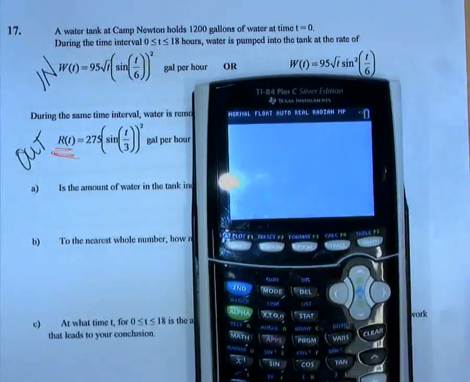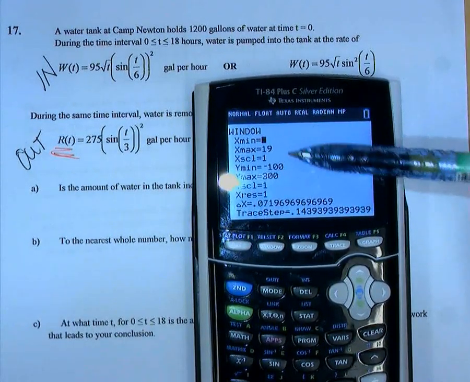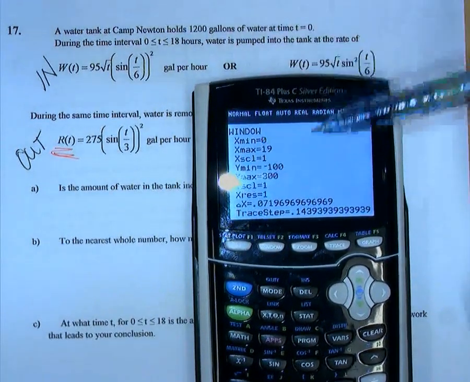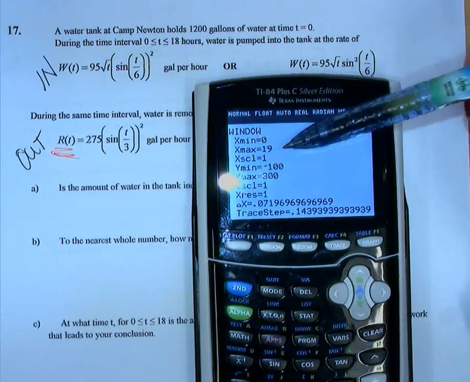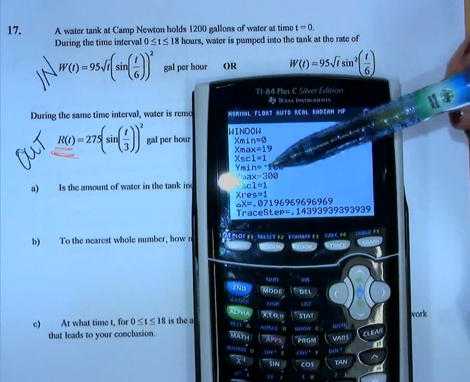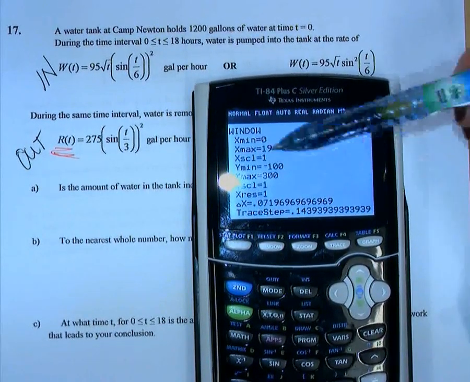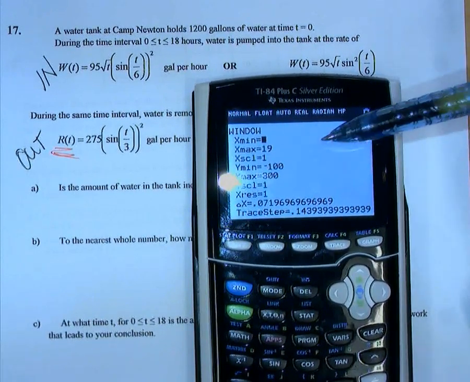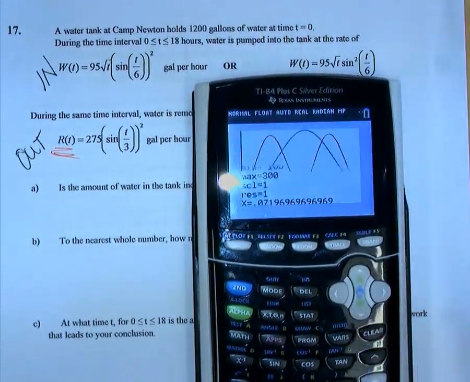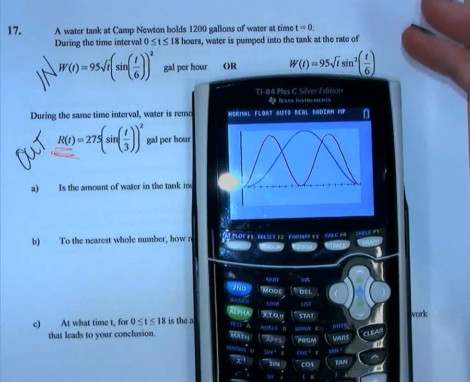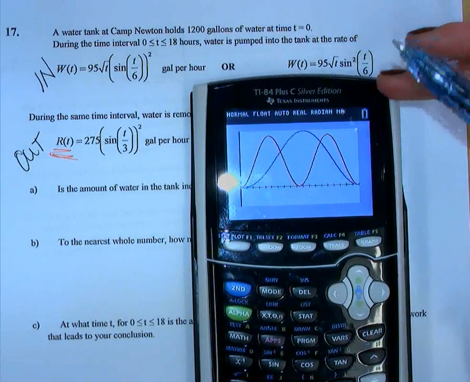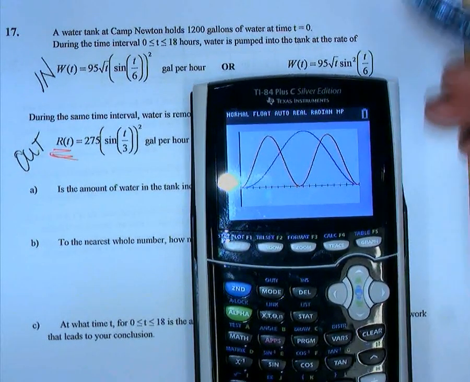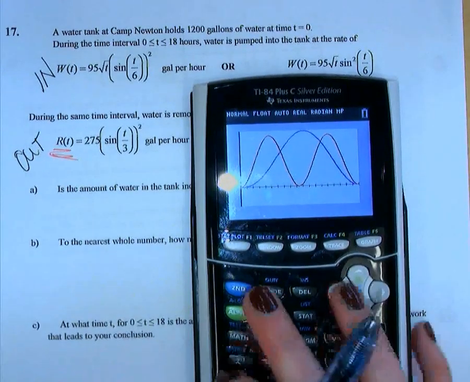The window on my calculator, this is the window I have. The domain they gave me is 0 to 18, so I went 0 to 19 just to give myself a little buffer on the end. And then for the y's, I'm just playing around with the numbers. Negative 100 to 300 fits. It took me a couple tries; I think I went up to 1,000 first and realized that was too high on the y-axis, and I brought it back down. So just give it a try and see what you can do.